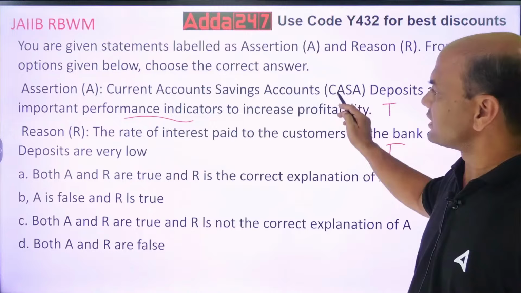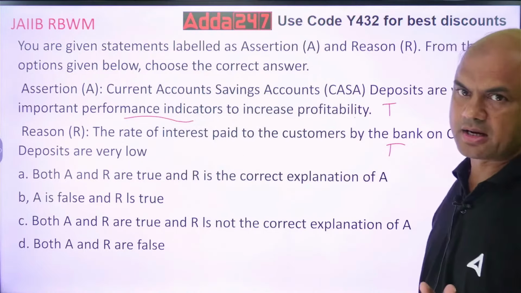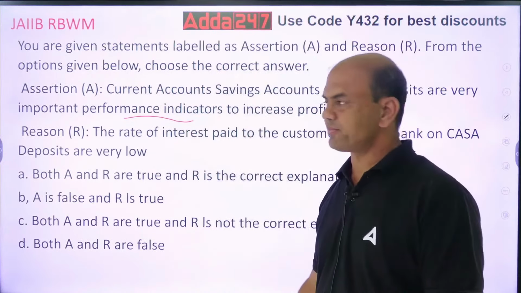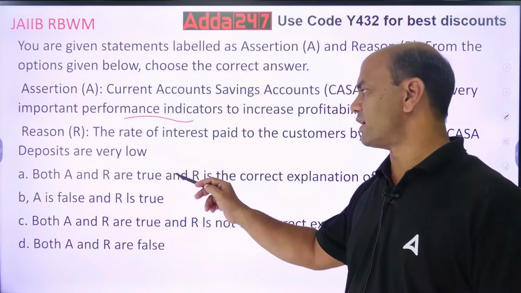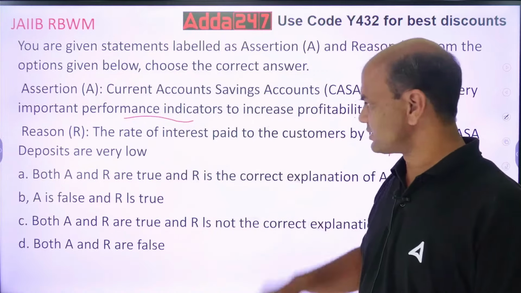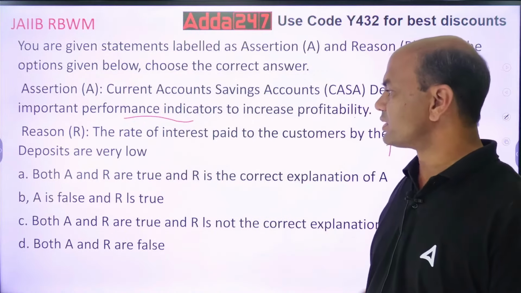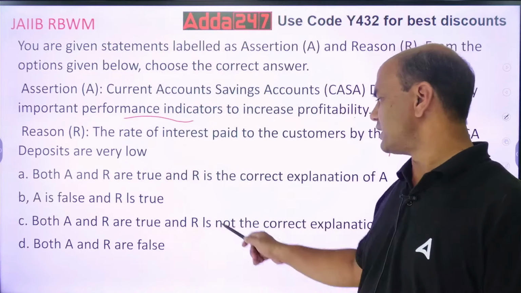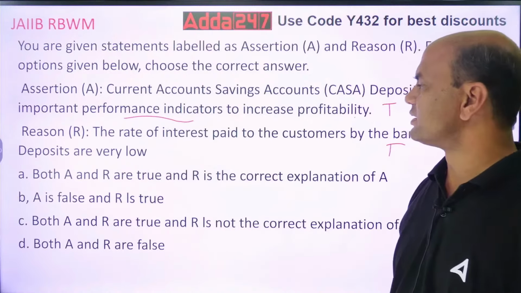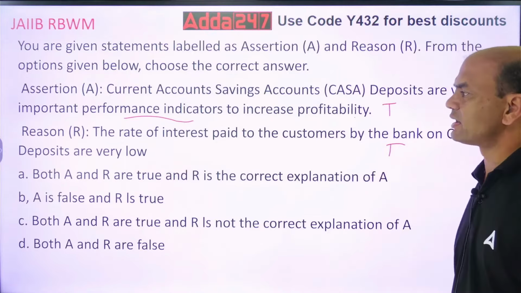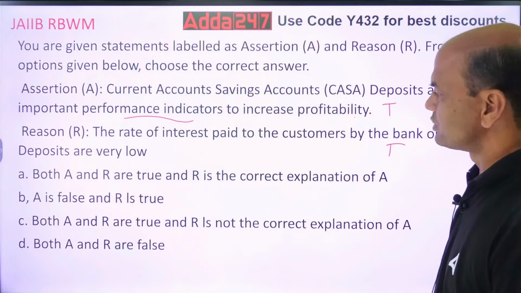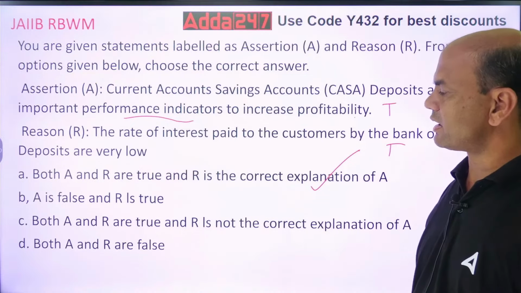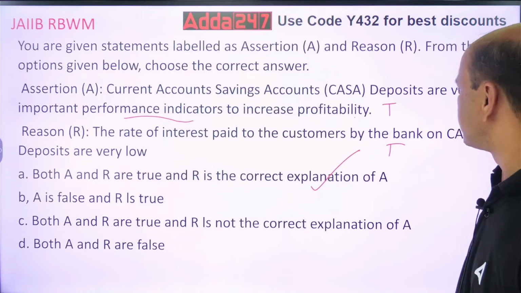So is CASA the correct performance indicator? See, A and R are true. Now the only thing you have to say is whether the reason is the correct explanation for the statement. Both A and R are true, so that is obvious. So the option is between A and C: R is the correct explanation, or R is not the correct explanation. So CASA is the performance indicator and the rate of interest paid on CASA is low. So that is true. A is the answer. Both A and R are true and R is the correct explanation of A.